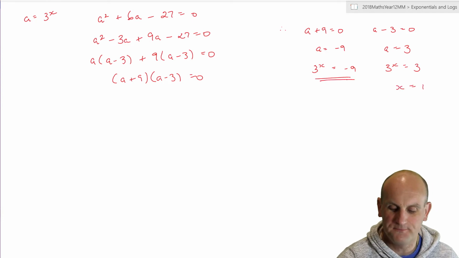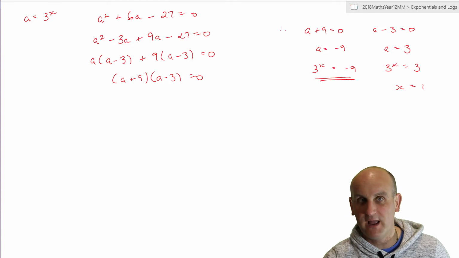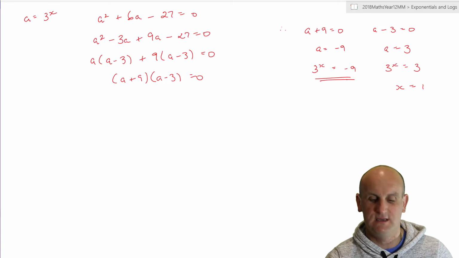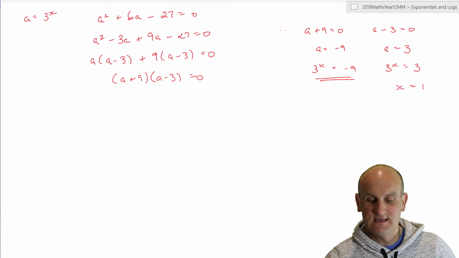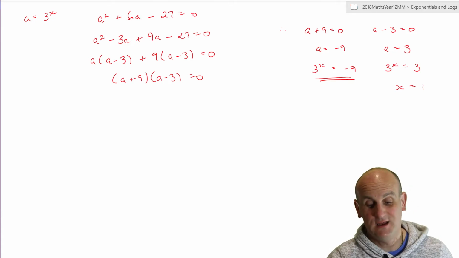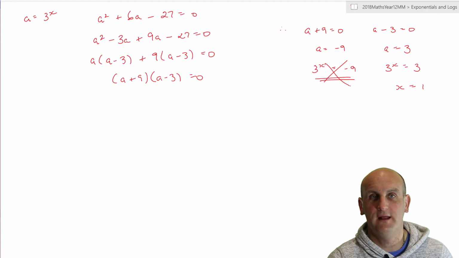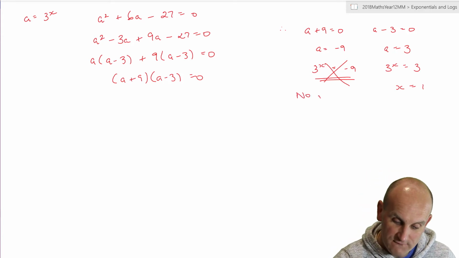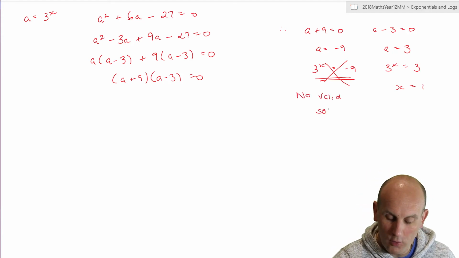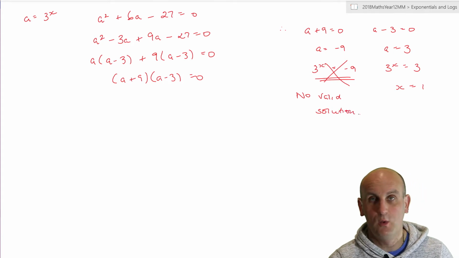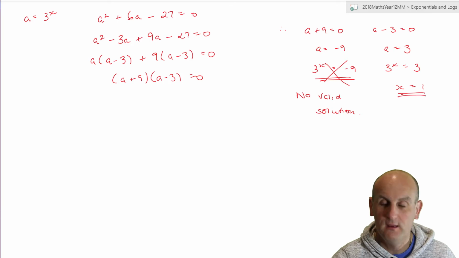But look at this one here. 3 to the power of x is minus 9. Is there any floating number I can make 3 to give that minus 9? And as it turns out, no. And it's actually perfectly valid to put a cross through that and say, no valid solution. Not all quadratics will end up with 2 solutions, particularly with exponentials. And so my only answer here is x equals 1.